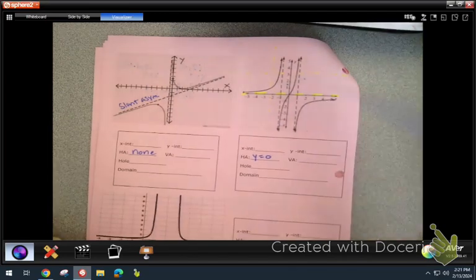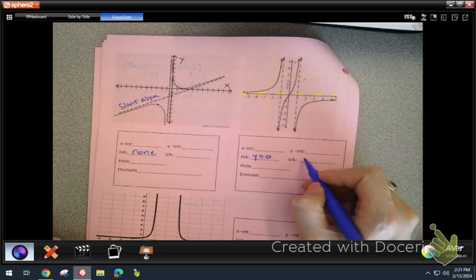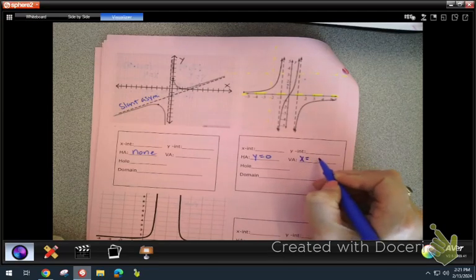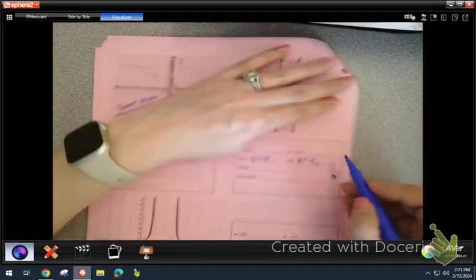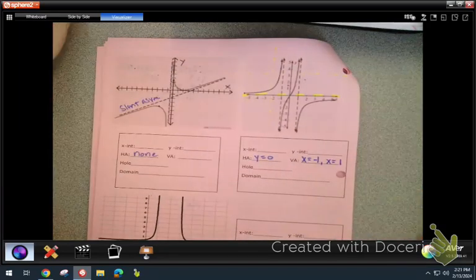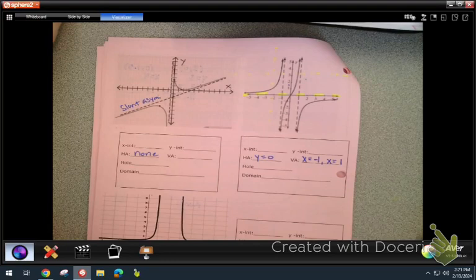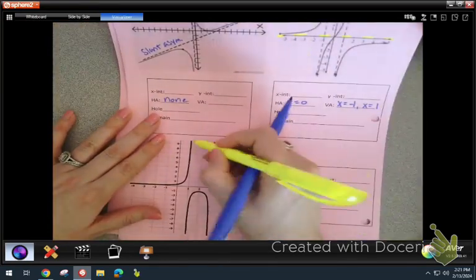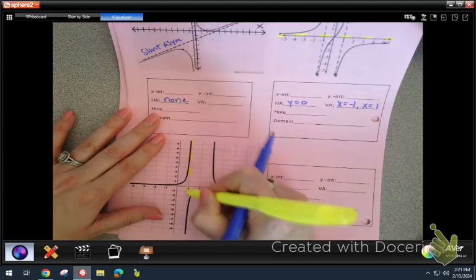How many vertical asymptotes do you have here? You have 2. X equals -1 and x equals +1. And again, you can fill out the rest there. And then this next one, again, I would draw these in. You do have 2 vertical asymptotes.